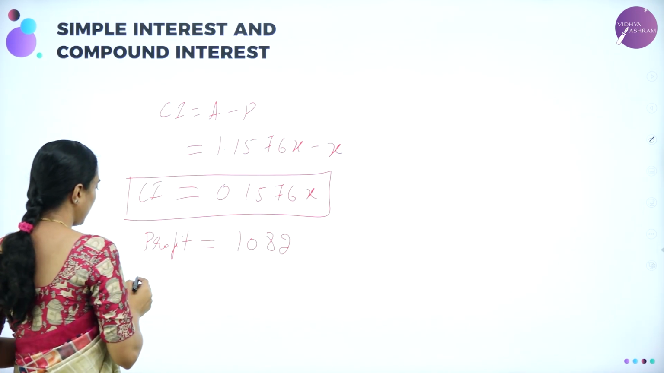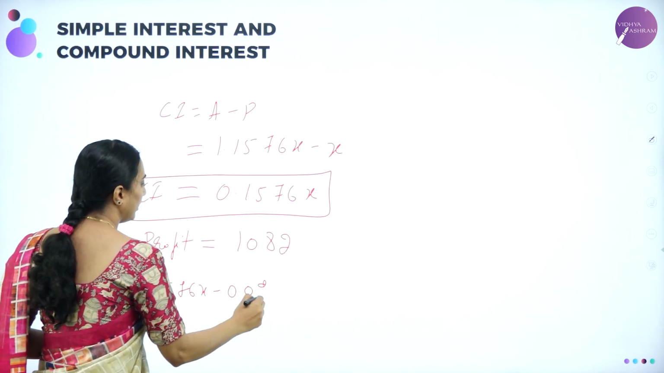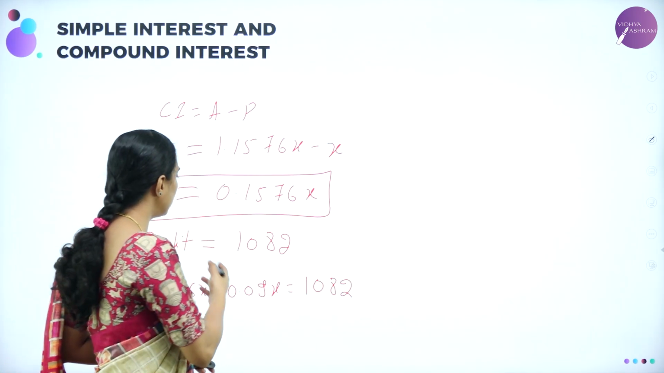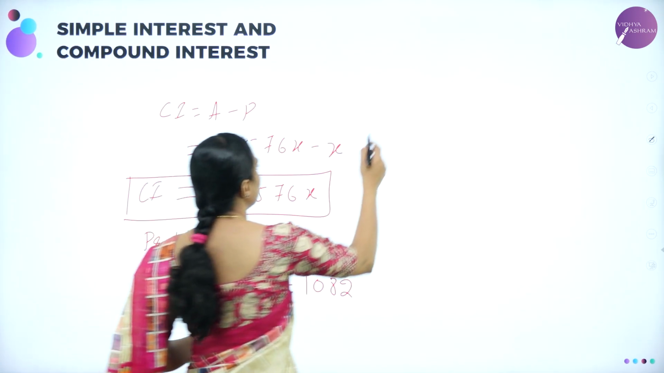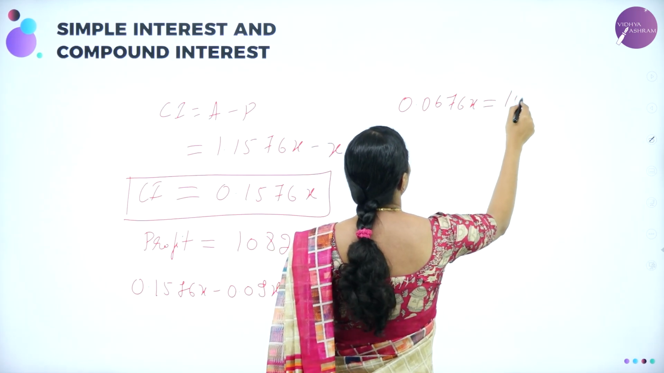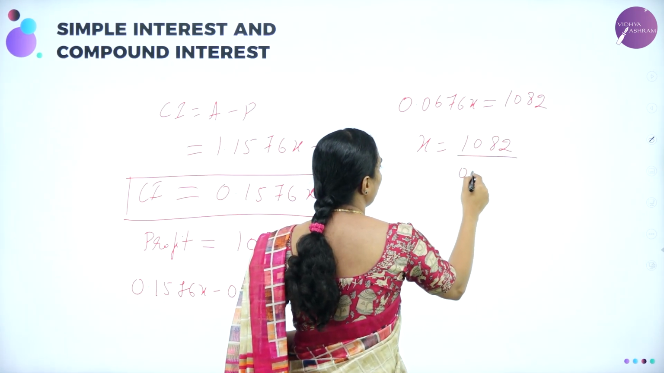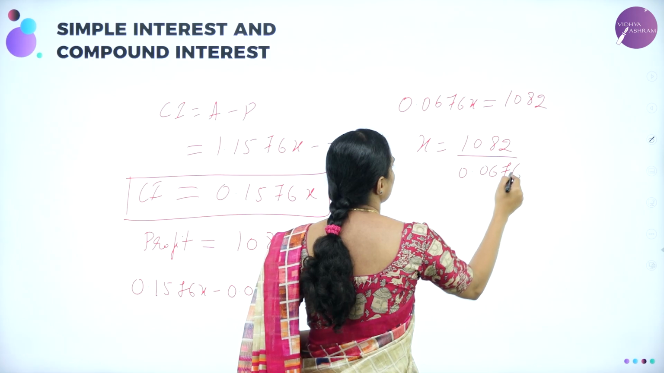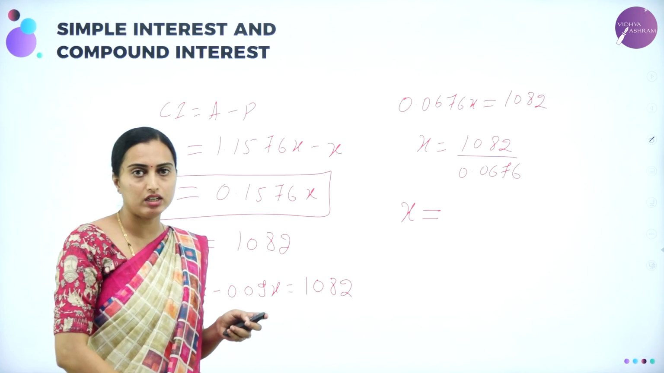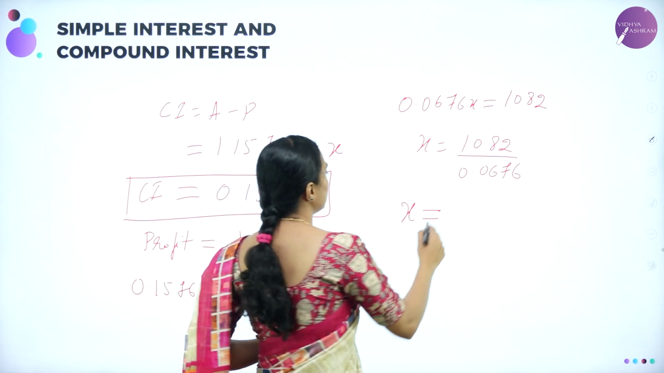Now CI minus SI, which is nothing but 0.1576x minus 0.09x, is equal to 1082. Now if you subtract this, you are going to get the answer here: 0.0676x is equal to 1082. Now x will be equal to 1082 divided by 0.0676. So the answer you are going to get for this one is the amount, that is x. P is equal to x we have considered, right? So the amount you are going to get after dividing is 16,005.